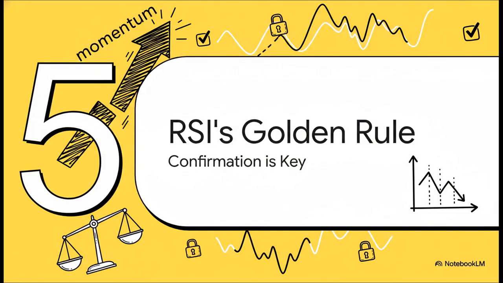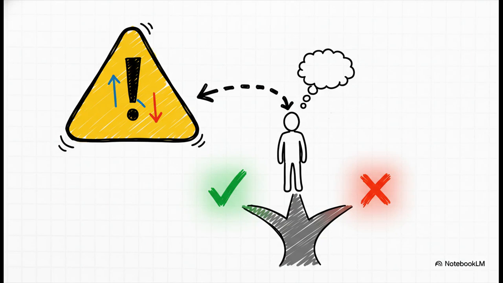But with great power comes great responsibility, right? Let's talk about the absolute golden rule for using the RSI, or really any technical indicator out there. Look, just because you see a divergence, it does not mean you should immediately mash the buy or sell button. It's a fantastic warning sign, but it is not a command to trade. Acting on an RSI signal all by itself is one of the most common ways traders get into trouble.